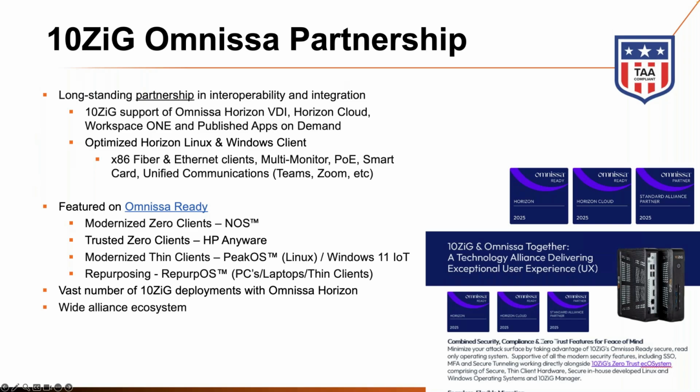So with that, we offer a wide array of clients in our ecosystem for supporting Horizon. And in more recent years, we've also added support for products like Workspace ONE and Horizon Cloud. Our speciality at Tenzing is Linux, as well as Windows-based client operating systems. And we have a really strong and mature lineup of optimized Horizon clients available in various form factors. We support both Ethernet, wireless, and fiber connectivity, and all our units support multi-monitor with dual or quad display options. We also offer additional options like power over Ethernet and integrated smart card reader support.